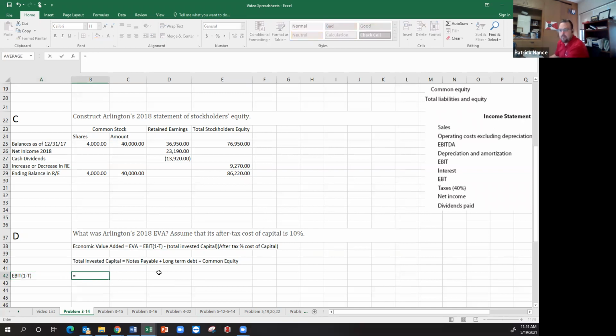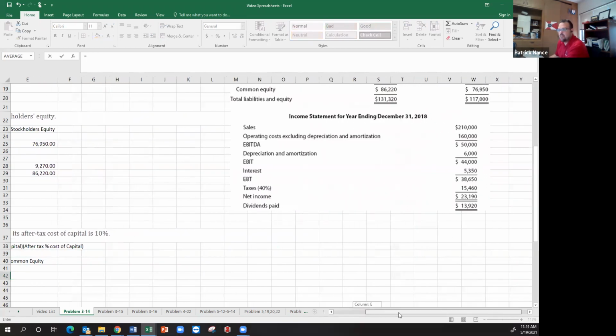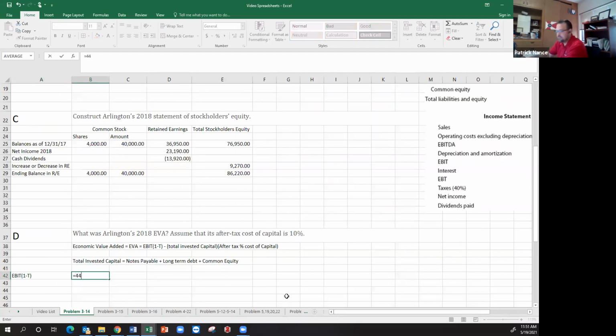So EBIT is 44,000. And I'm going to multiply that by 1 minus the tax rate, which is 0.4. That gives me 26.4. So that's my EBIT times 1 minus T.